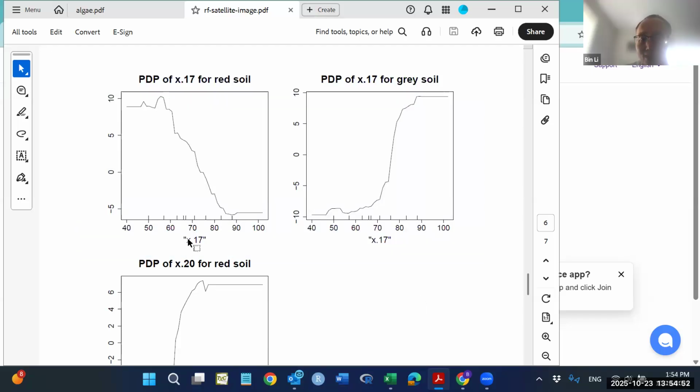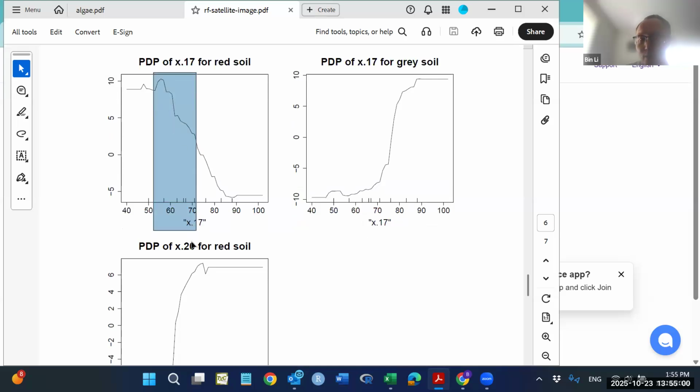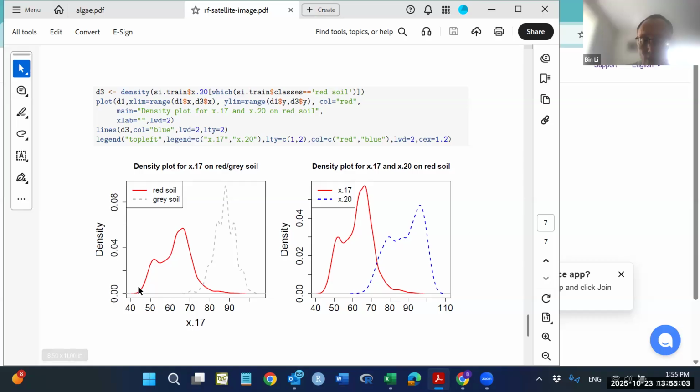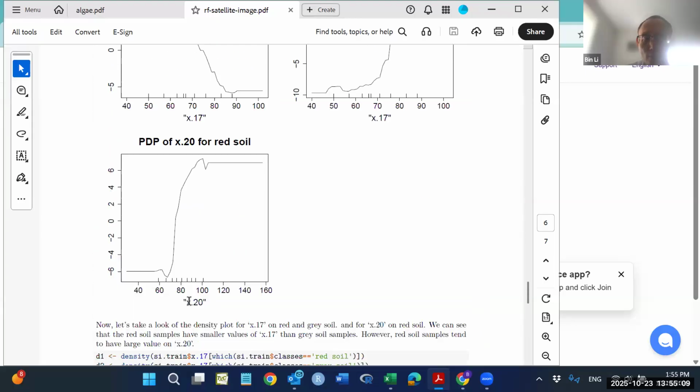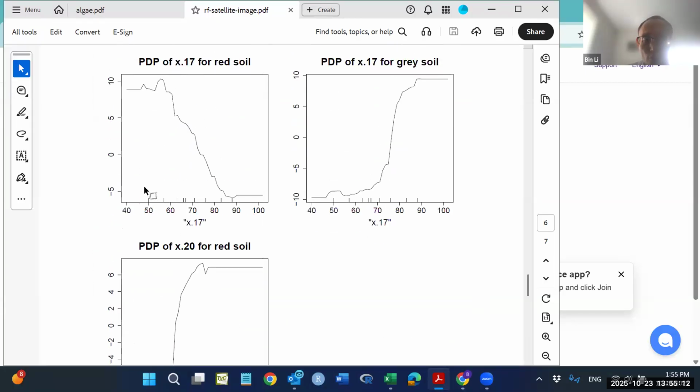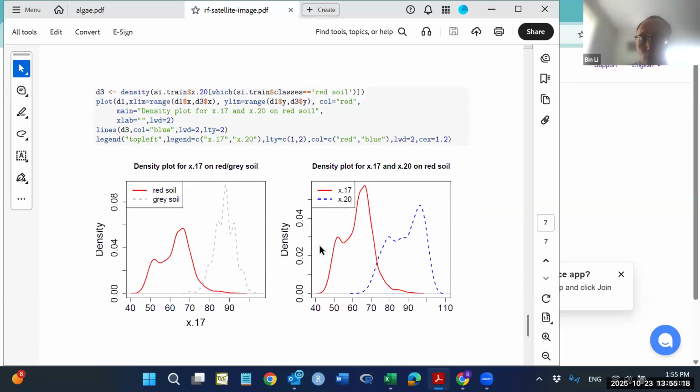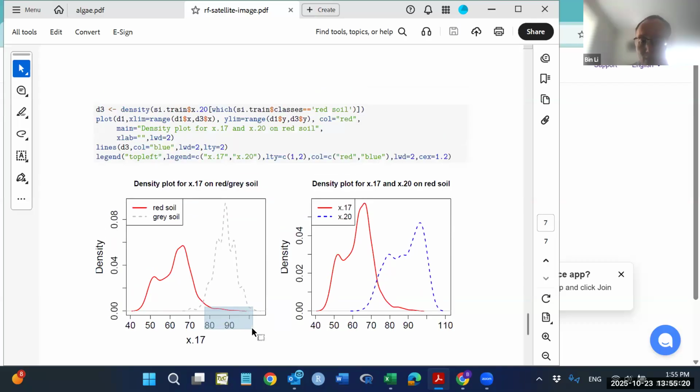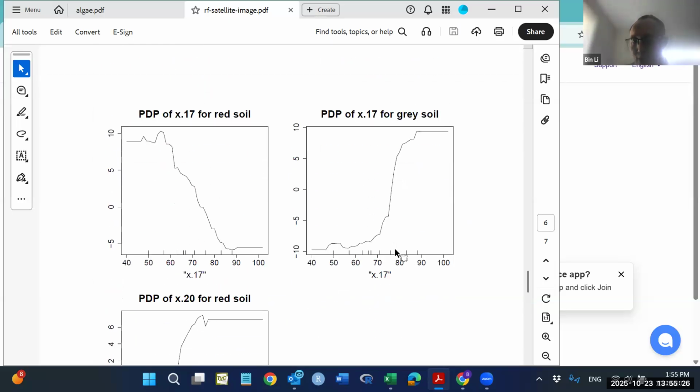When the reading for X17 is low, like here, you can see the chance of being the red soil is high, because the red soil has readings mainly between 50 and 70. Is that right? Between 50 and 70, you can see it's high. But for the gray soil, the readings are centered around 80 to 100, right? So when it's from 80 to 100, the likelihood of being the gray soil increases.